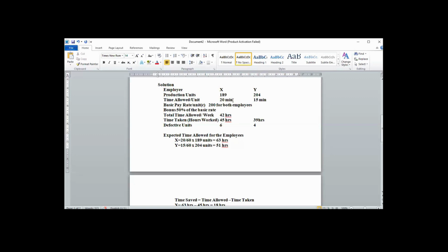20 minutes. They produce more than the expected quantity. If they produce the same quantity, it is going to be 42 hours that we are going to consider. But they produce more than the required quantity. That is the reason why we are ignoring work.